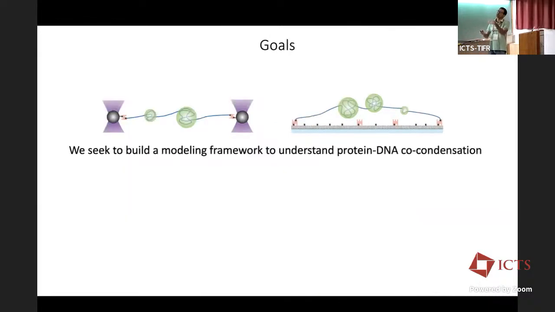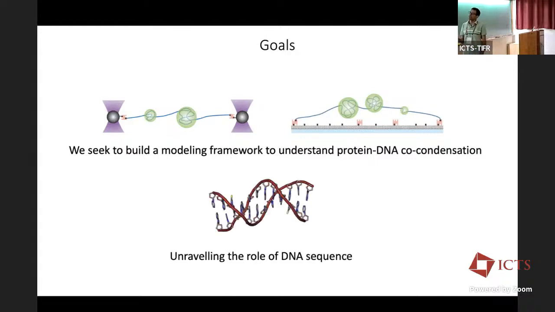So one of the key goals for us is to really understand these kind of data. We want to build a modeling framework to understand exactly these kind of experiments. And there are many such experiments that are being done now, so we're really interested in that. And the other thing that we want to think about is the role of the DNA sequence. Of course, we know the DNA is heterogeneous, and each protein sees the different parts of the DNA with different affinity, like it binds to different parts of the DNA with different affinity, and so we want to understand the role of DNA sequence.